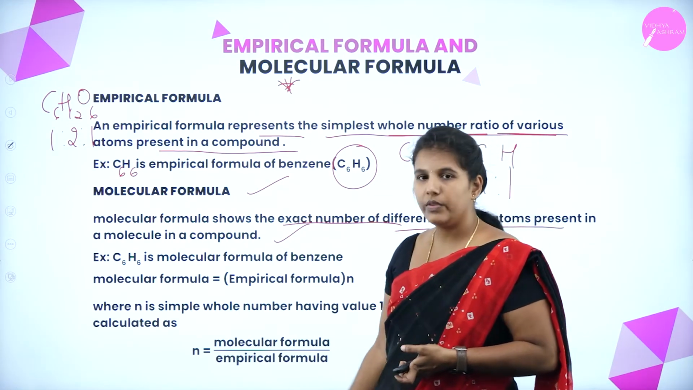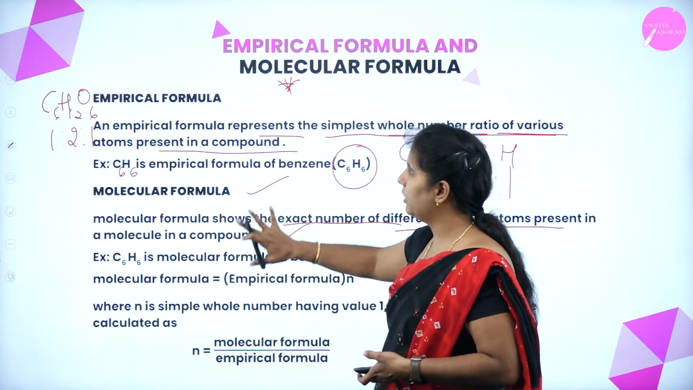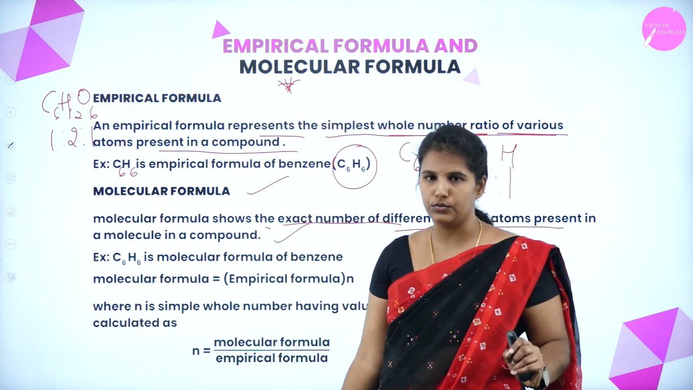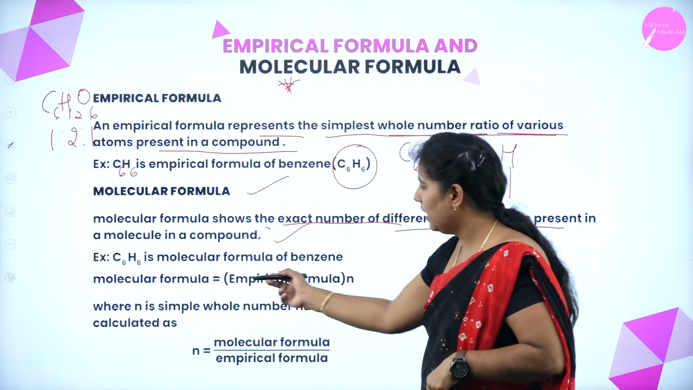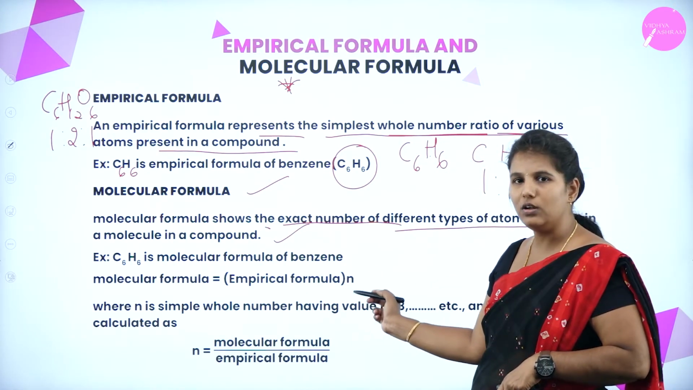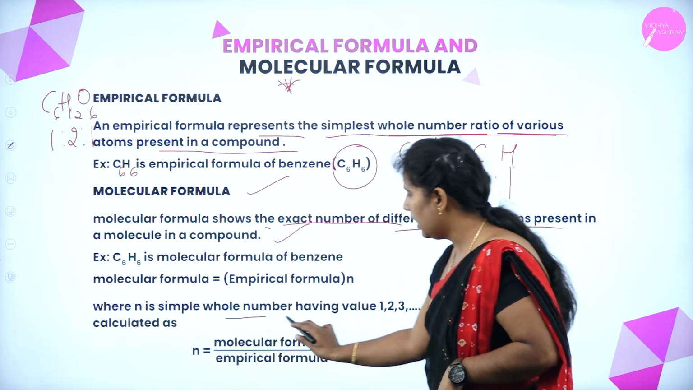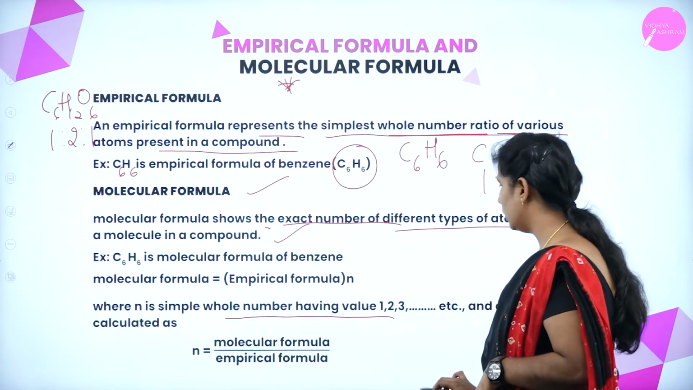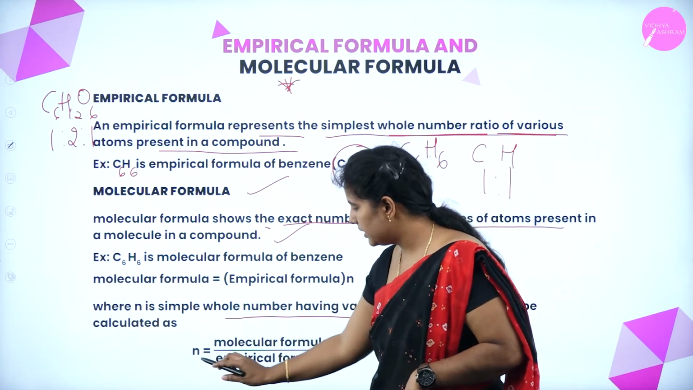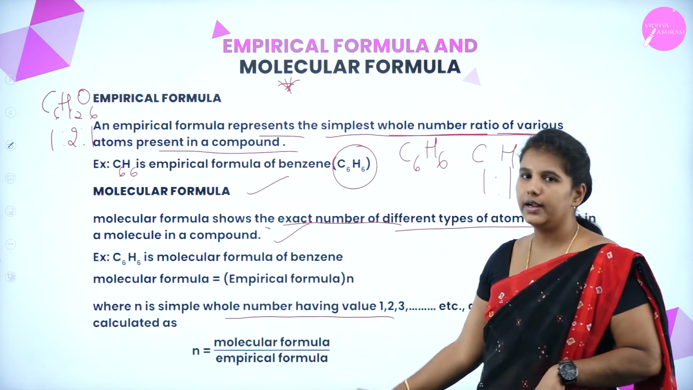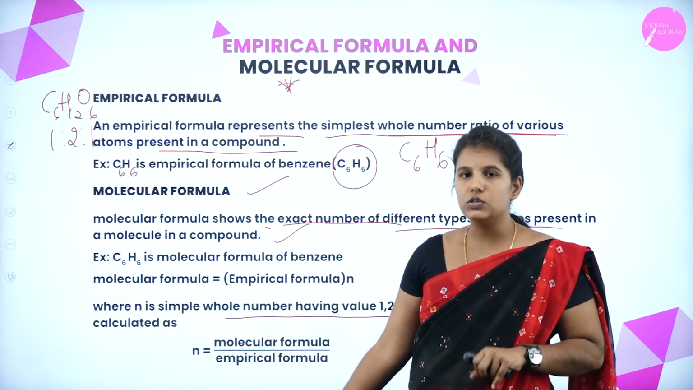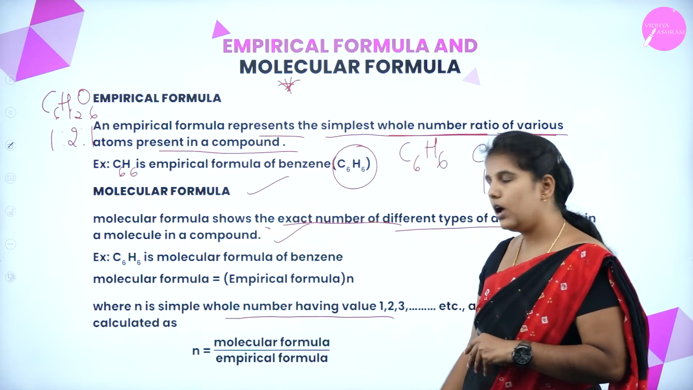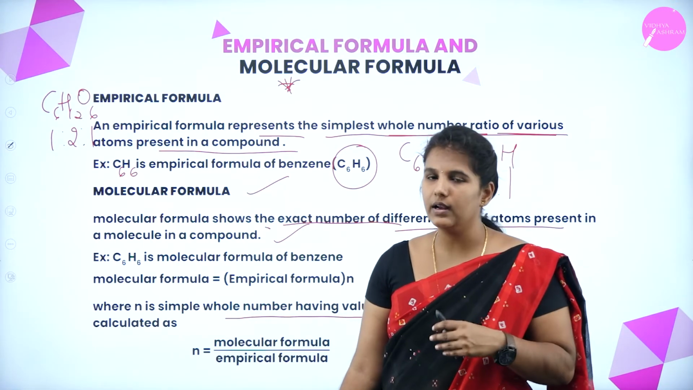After knowing this definition of the molecular formula and the empirical formula, we need to know the relationship between these two. So molecular formula is equal to empirical formula times n, where n represents a whole number having the value 1, 2, 3, 4 and it will go on. And n can also be calculated as n equals molecular formula divided by empirical formula. So this is how the empirical formula and the molecular formula relate to each other with a whole number having the value 1, 2, 3, 4.